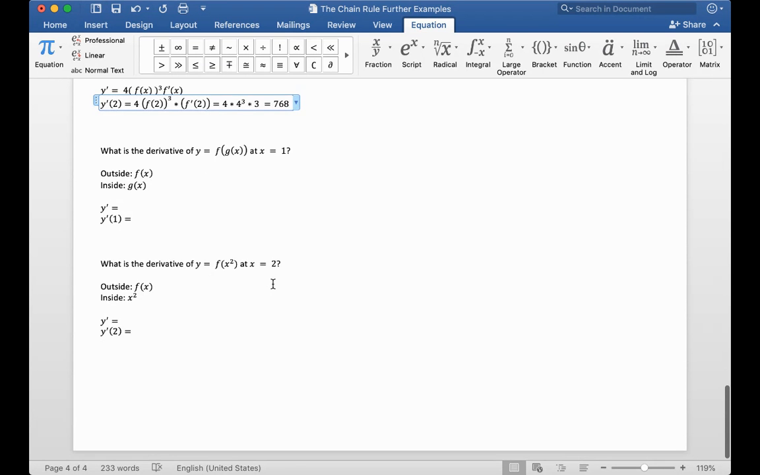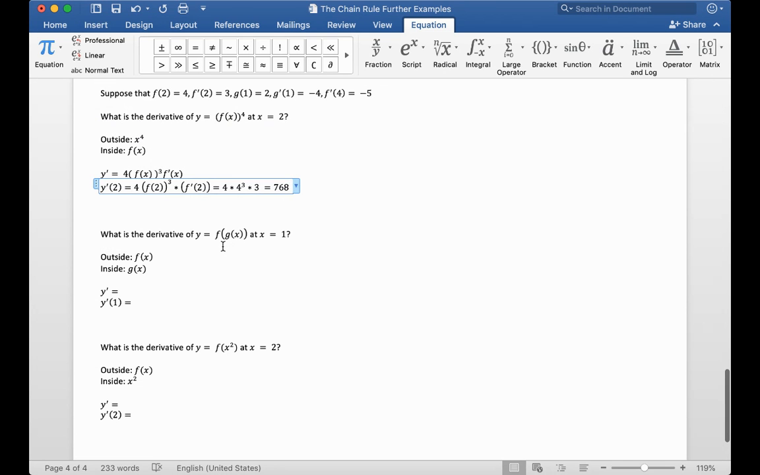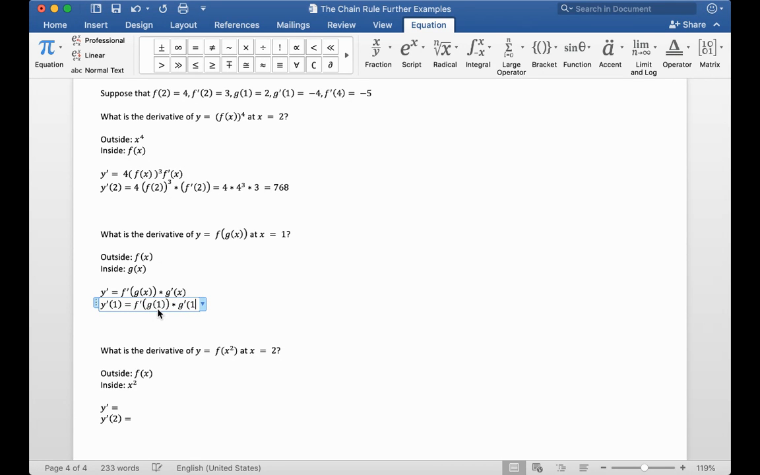Let's go down to the next example. What's the derivative of f of g of x at x equals 1? Pretty straightforward composition here. G is on the inside, f is on the outside, and so our chain rule says that the derivative is going to be the derivative of the outside, f prime, composed with the inside, times the derivative of the inside. So it's f prime of g of x times g prime of x, which means that y prime of 1 is going to be f prime of g of 1 times g prime of 1.